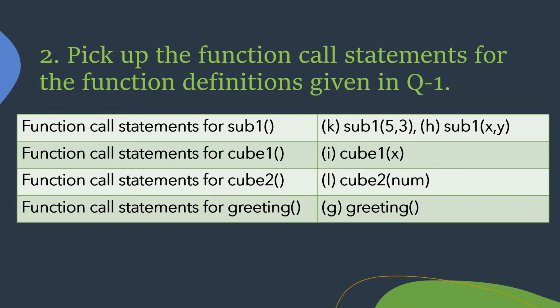Then the function call statement for the greeting function is option G, greeting with no value in the parenthesis, because our actual greeting function does not have any parameters. So this can be the function call statement for the function greeting.